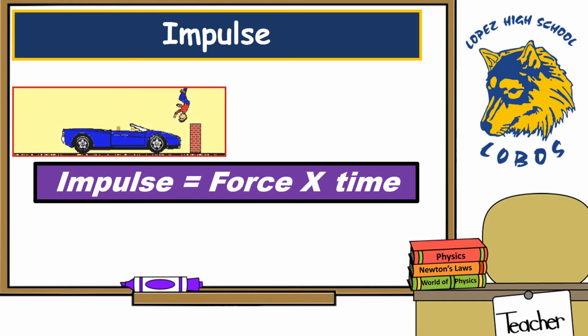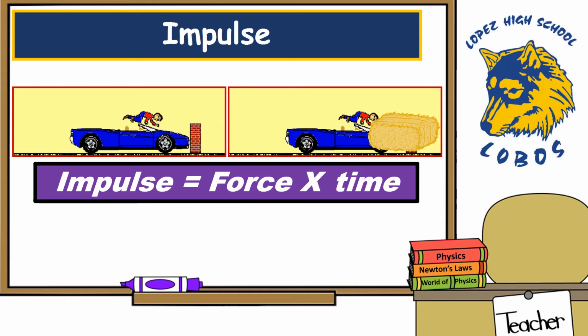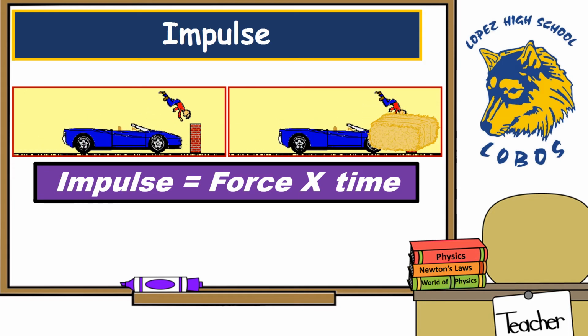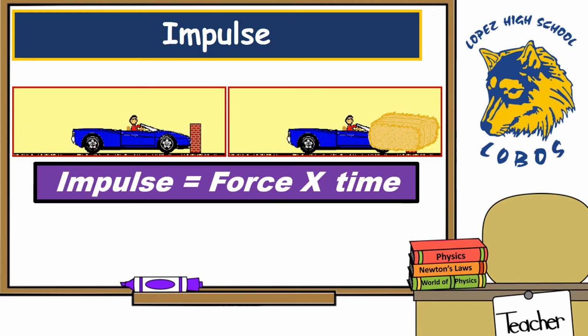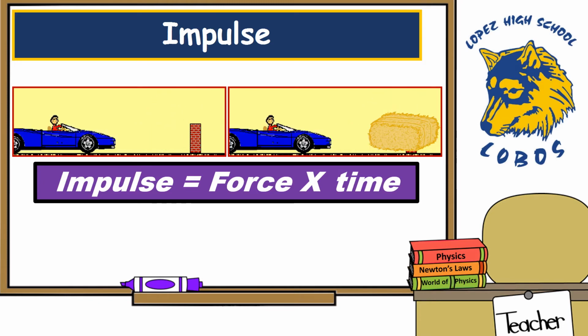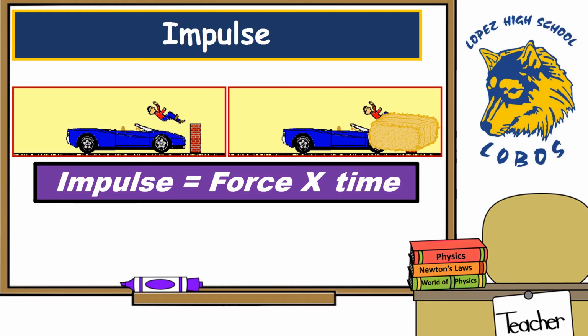Imagine a car hitting a wall versus a car hitting a haystack. In both situations, the car has the same amount of momentum. Thus, an equal amount of impulse is required in order to change the car's momentum. However, just because the change in momentum, in other words, impulse, is the same doesn't mean that the force applied will be the same. It all depends on how much time was taken at that moment of impact.